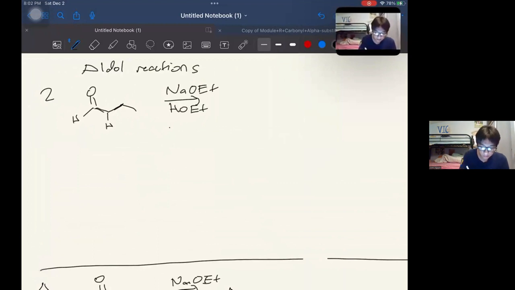Here we have an aldehyde. To perform an aldol reaction, you need to turn it into an enol and have it react with another aldehyde. So let's show how it happens. NaOEt separates into OEt minus and Na plus. OEt minus grabs an alpha hydrogen, which is the hydrogen next to the carbonyl carbon. The electrons from that bond form a double bond, which causes the electrons in the carbonyl bond to move up to an O minus. And it forms something like this.